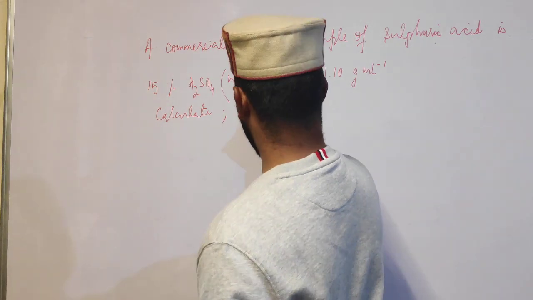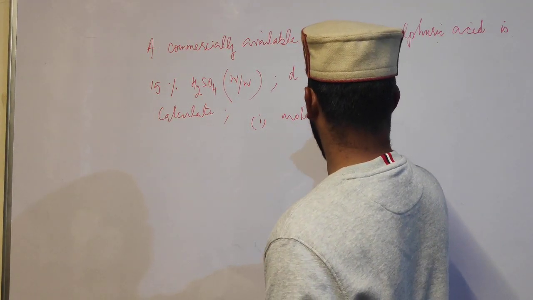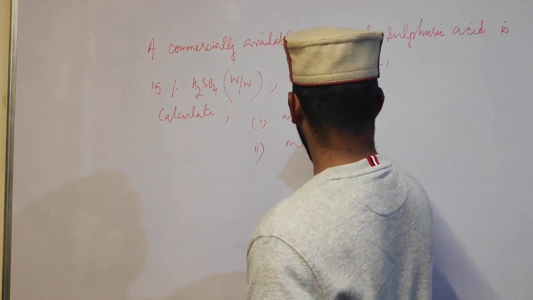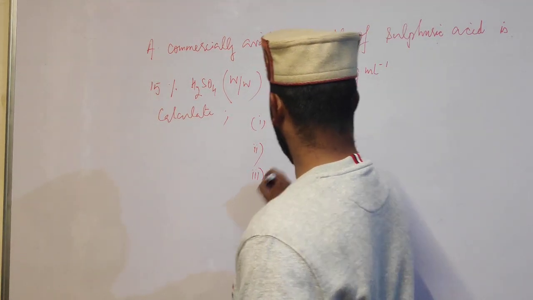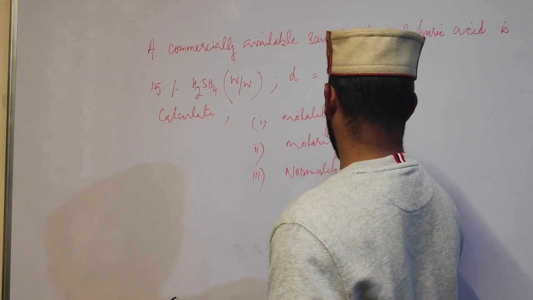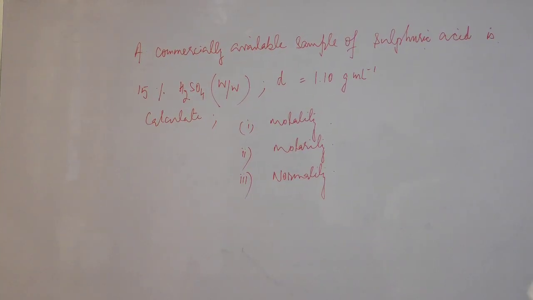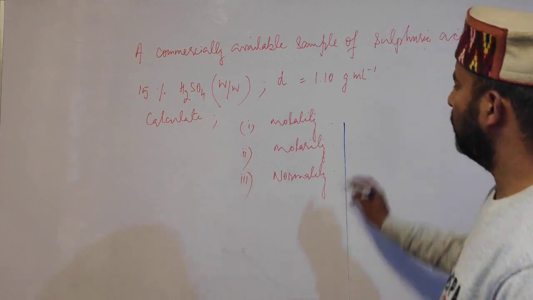first molality, second we have molarity, and then third we have, say, normality. Now students, how to solve this question? First we'll calculate molality.